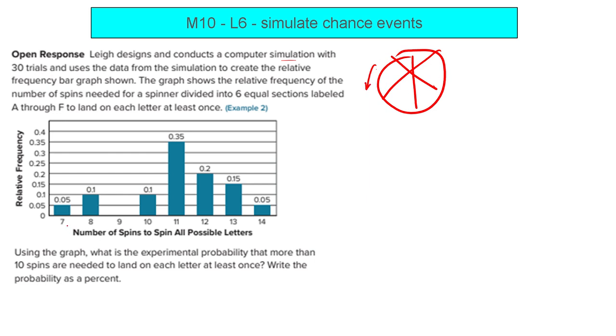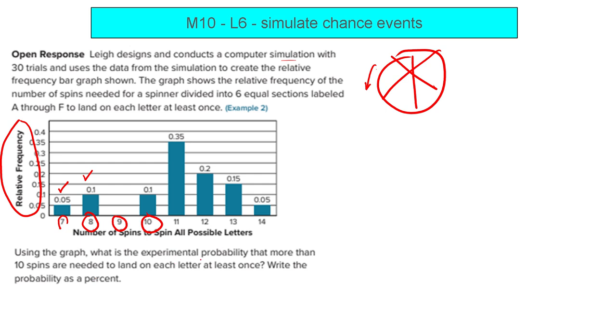So the probability of getting all the 6 in 7 spins is this much. Getting all of them in 8 spins, this much. Getting all in 9 spins, nothing. In 10 spins, this. 11 spins, 12 spins, 13 spins, 14 spins. The probability is given. See, the relative frequency is directly the probability. Correct?